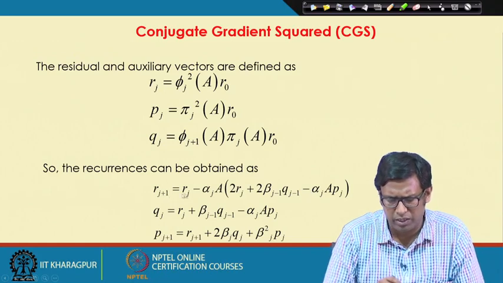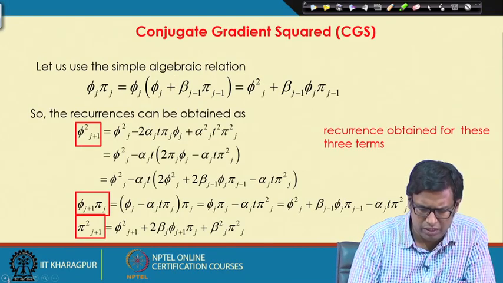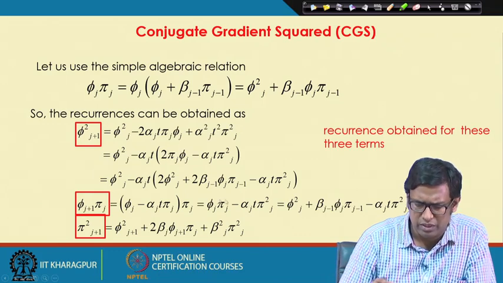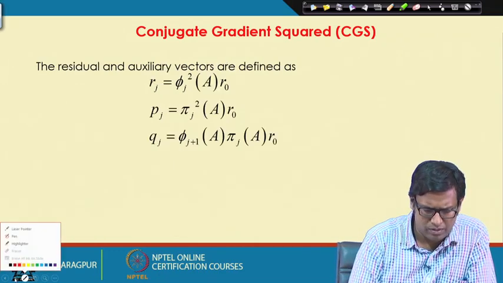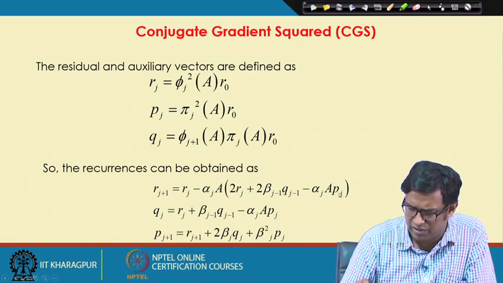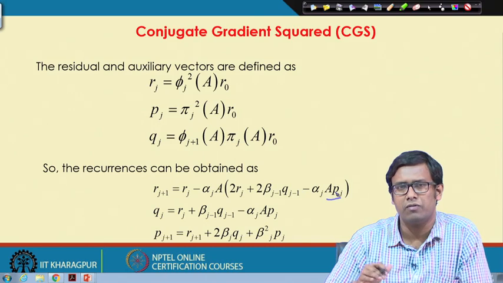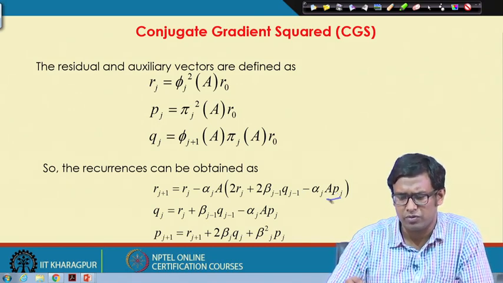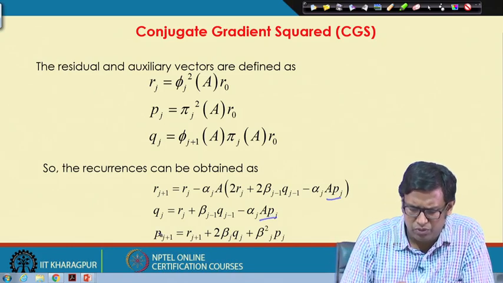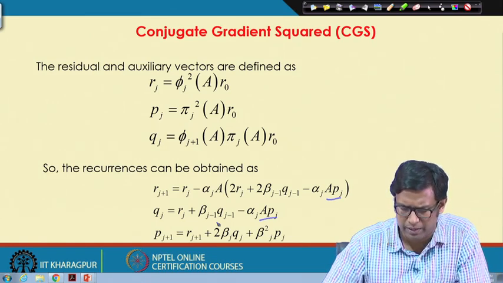So, we get the recurrence relationship: R j plus 1 is equal to R j minus alpha j A (2 R j plus beta j minus 1 q j minus 1 minus alpha j A p j). We just substitute the recurrence relations, that phi j square plus 1 R 0 is R j. So, one matrix vector product is still staying there, because from the scalar form of the polynomial form we have now come to the vector form. The same matrix vector product is being utilized here. However, till now we did not need to think of any A transpose product, all this is A P product.